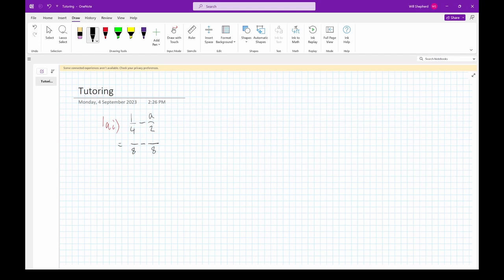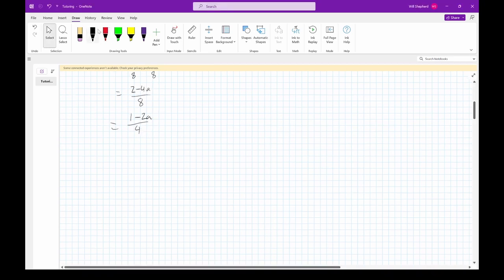And then the next thing we have to do, of course, is cross multiply. So 2 times 1 is going to be 2, and 4 times a would be 4a. Next, we can consolidate our two fractions together. So we get 2 minus 4a over 8. And then these are all a multiple of 2, so we can divide everything by 2 and we get 1 minus 2a over 4. Bang.